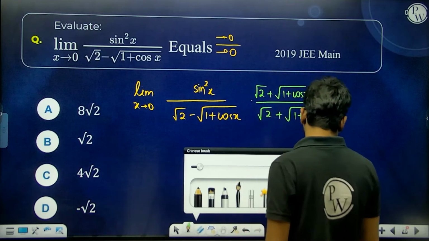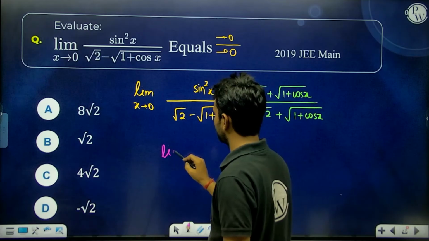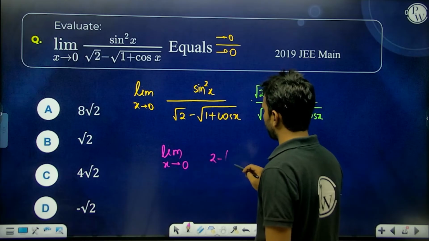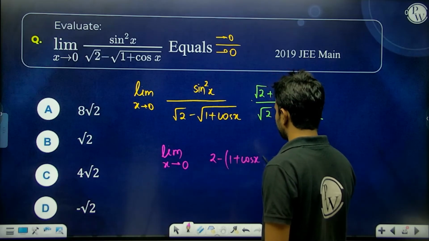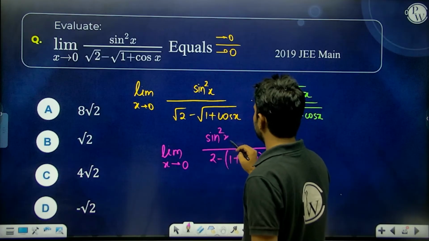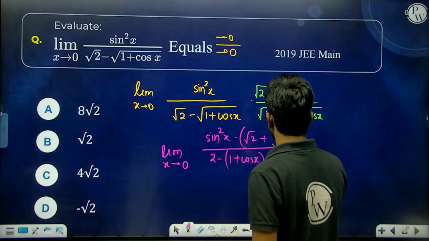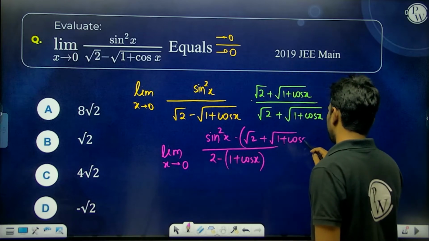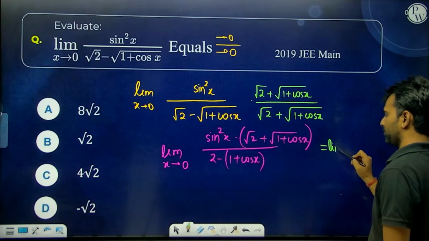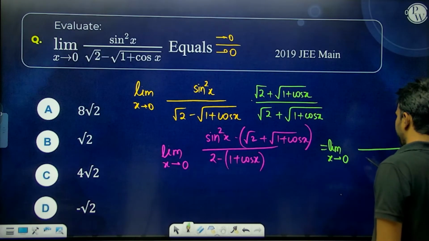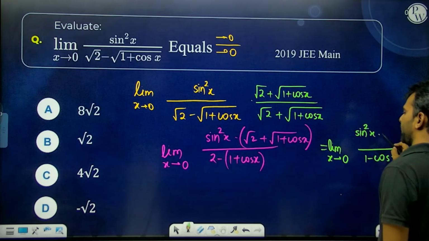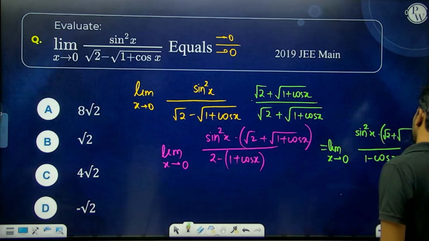Now in the denominator what will happen? (a plus b) into (a minus b) is going to be a square minus b square. So it is going to look something like this, and in the numerator it is going to be something like this. In the numerator it is going to form 1 minus cos x, and over here it is going to be sine square x times of under root 2 plus under root 1 plus cos x.